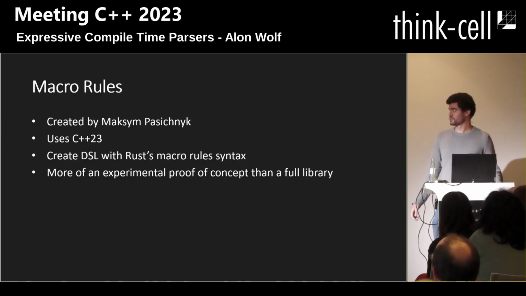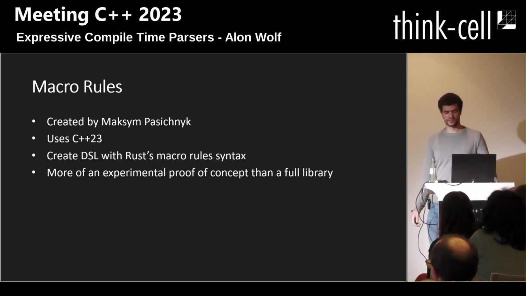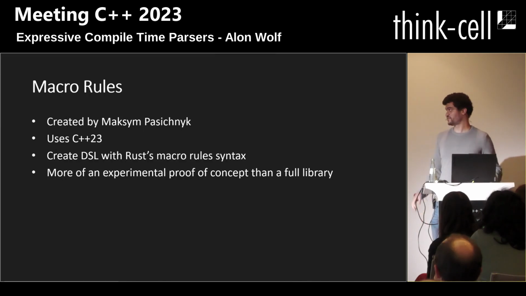Okay, so macro rules is a library created by Maxim Pasichnik, and it uses C++23. We can use it to create a DSL with Rust's macro rule style syntax. It is more of an experimental proof of concept than a full library.